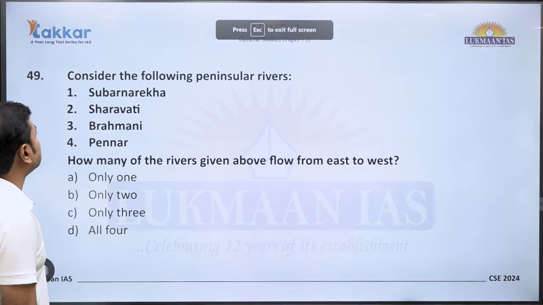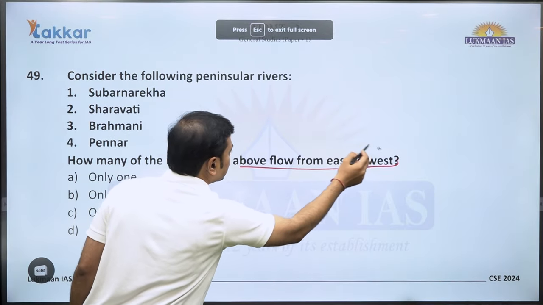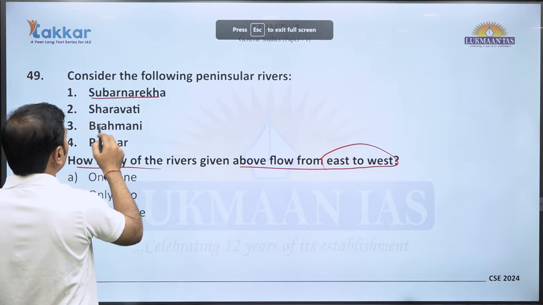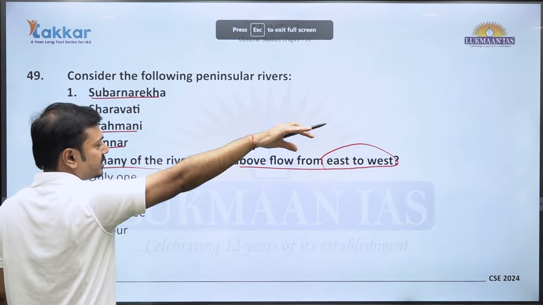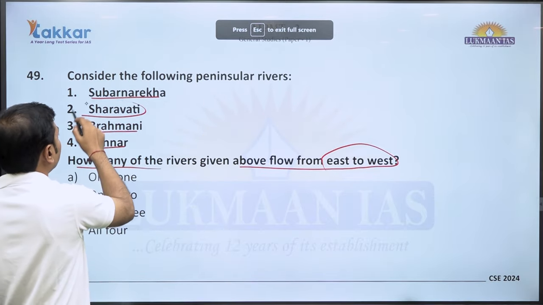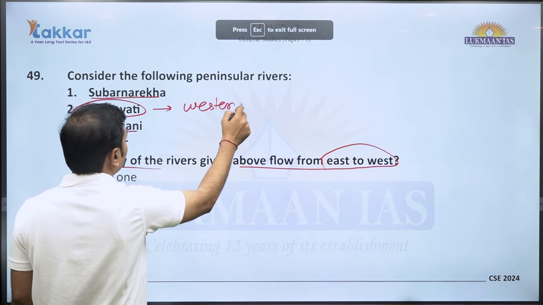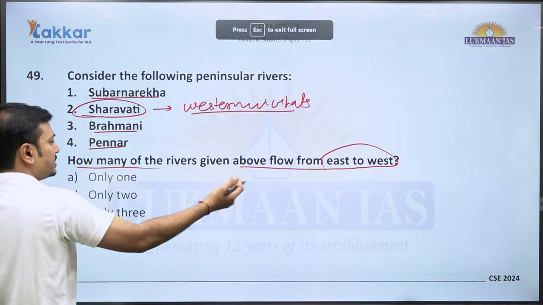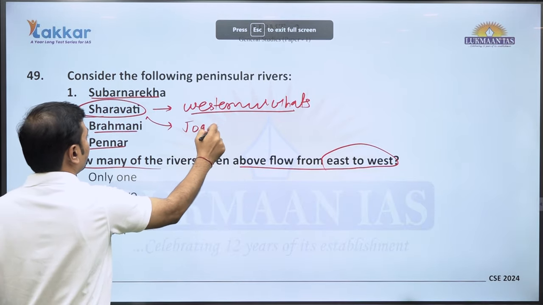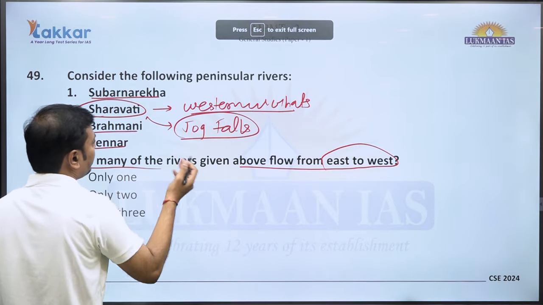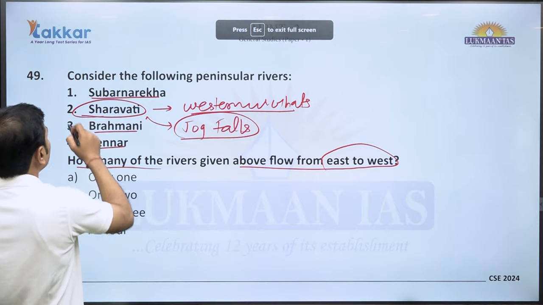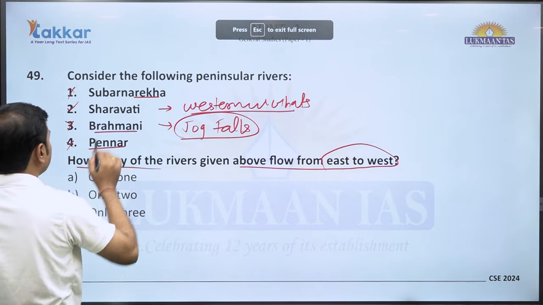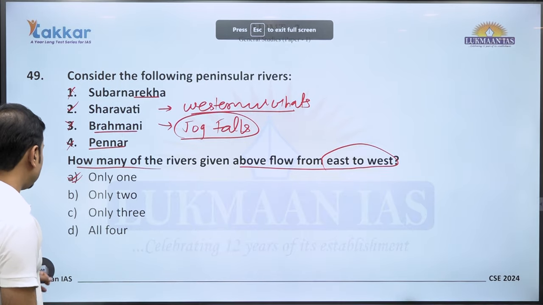What about this one? Rivers, yes, the rivers flowing from east to west. How many of the rivers given above flow from east to west? We know that Subarnarekha, Brahmani, Pennar are flowing from west to east. They are draining into the Bay of Bengal. What about Sharavati River? Sharavati River originates in the Western Ghats, Karnataka, and it is draining from east to west. Sharavati River, Jog Falls or Gersoppa Falls, one of the highest falls in India. So very famous. Already UPSC has asked a question on Jog Falls in the past. Sorry, pardon me, it is the opposite. So east to west there is one among these rivers, so A is the correct answer.